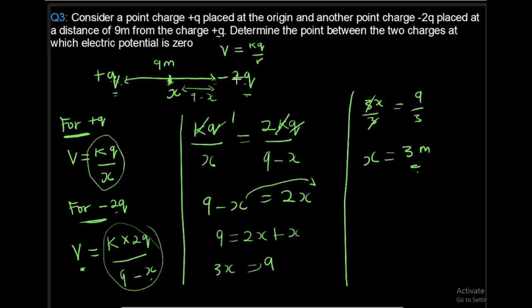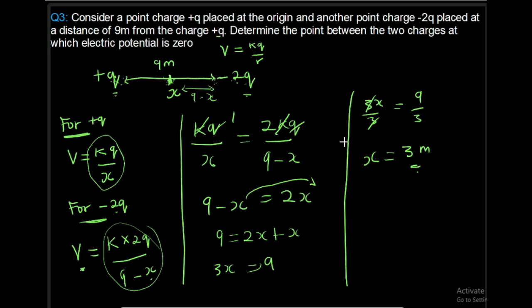Whereas from this other charge to this point, we have potential to be 0. So this distance from this charge to this point, we are going to have 9 minus 3. So for this charge, it is going to be 6 meters from this charge, potential is 0. So from here to here is 6, from here to here is 3.